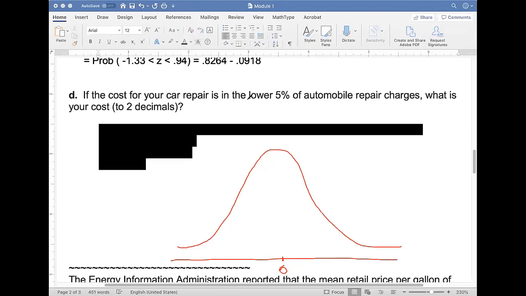So the question told you it is a lower 5%. Where do you think it's going to be? Are you paying much more than the average or much less than average? Lower 5%. You are actually paying very little compared to the majority of people, so you are probably somewhere on the very left end. I don't know exactly where it is, but this is how much you pay.